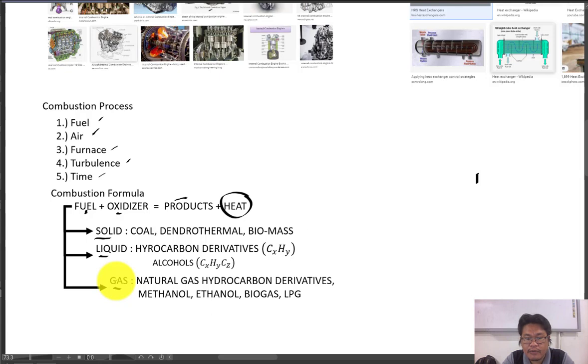What you will notice is that mostly our chemical formula of our fuel is in this form, CxHy. Now for gas, we have natural gas and hydrocarbon derivatives. Then we have methanol, ethanol, and also biogas and LPG.